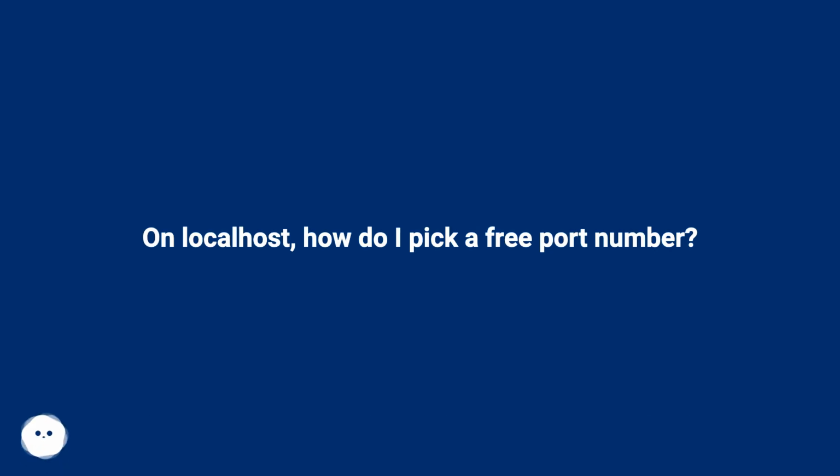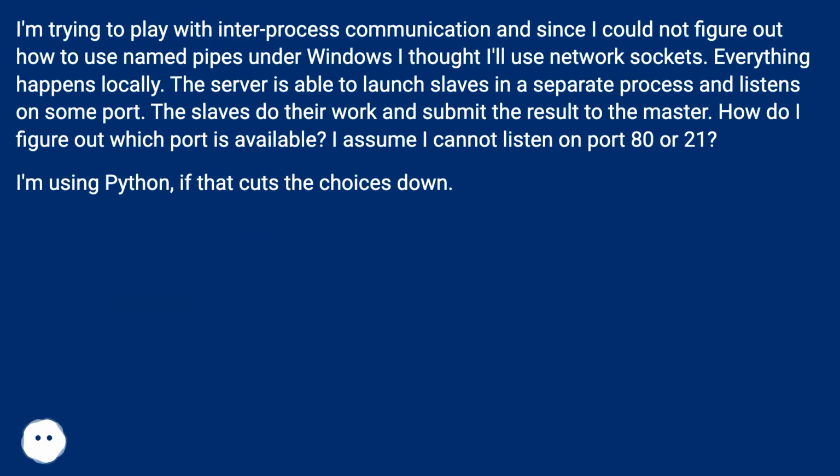On localhost, how do I pick a free port number? I'm trying to play with inter-process communication, and since I could not figure out how to use named pipes under Windows, I thought I'd use network sockets.